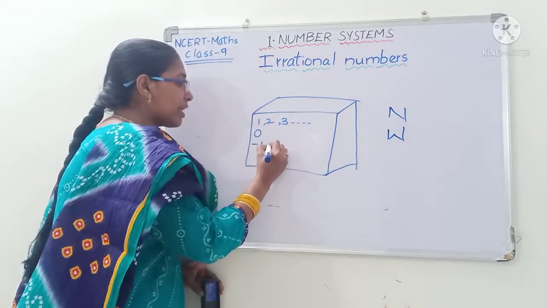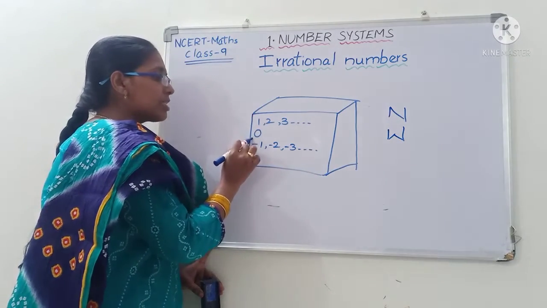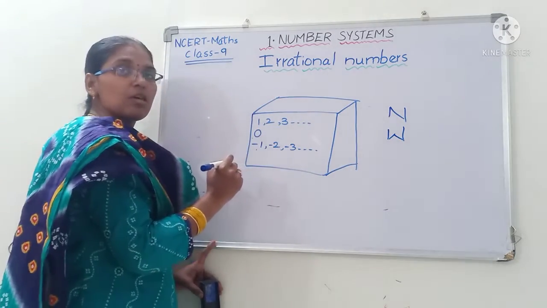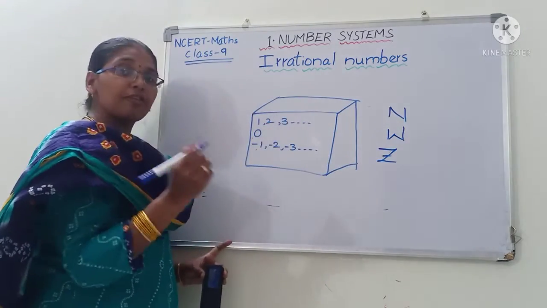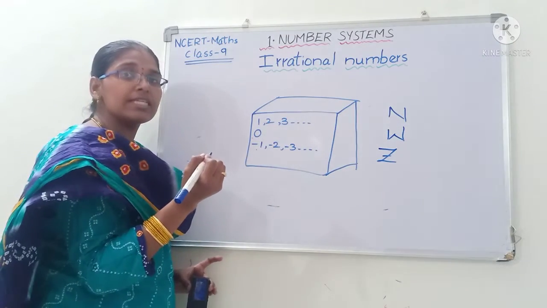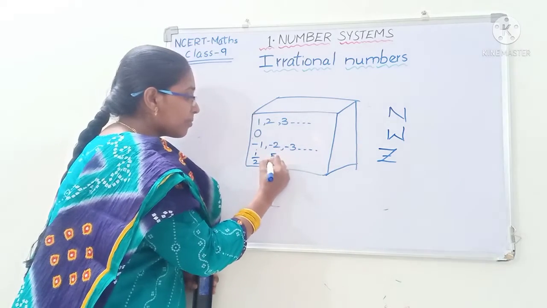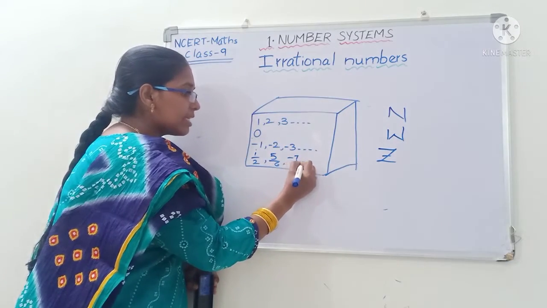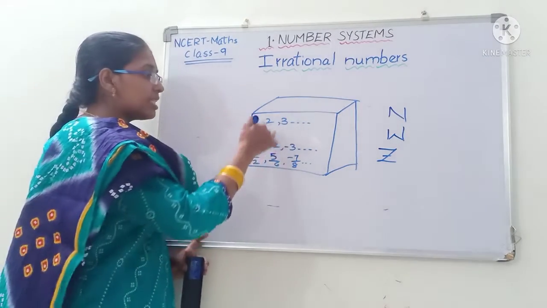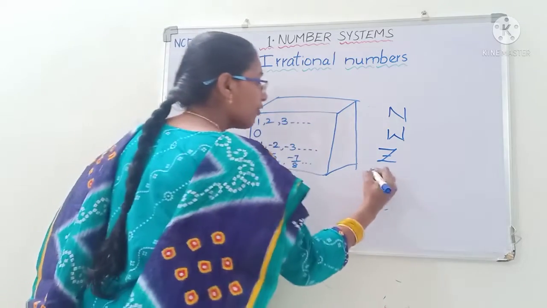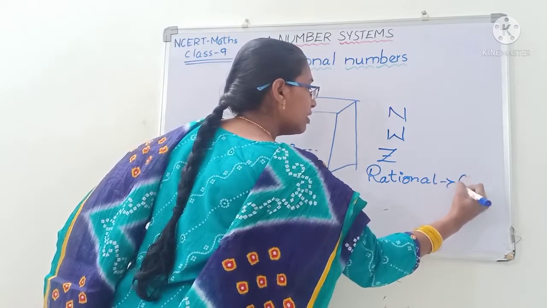If negative numbers minus 1, minus 2, minus 3 and so on are included, negative numbers, 0, positive numbers, then you call it the box of integers. Integers are represented by the symbol Z. If the numbers in the form of fractions, that is, in the form of p by q, are included, 1 by 2, 5 by 6, minus 7 by 8, etc., then these numbers are called rational numbers. Then this box will become the set of rational numbers. Rational numbers are represented by the letter Q.